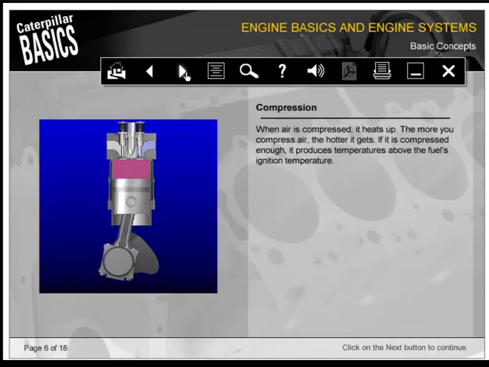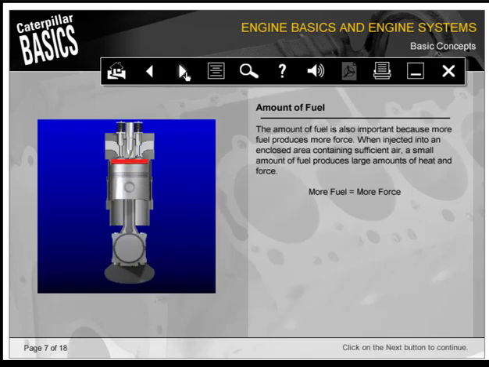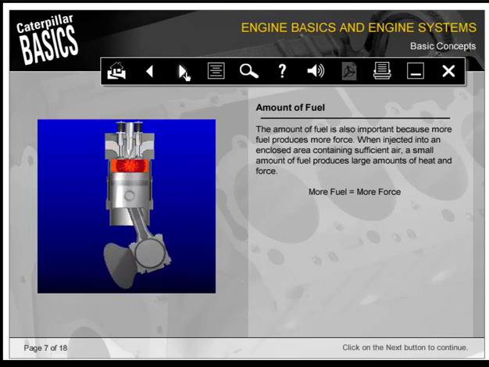When air is compressed, it heats up. The more you compress air, the hotter it gets. If it's compressed enough, it produces temperatures above the fuel's ignition temperature. The amount of fuel is also important because more fuel produces more force. When injected into an enclosed area containing sufficient air, a small amount of fuel produces large amounts of heat and force. More fuel equals more force.